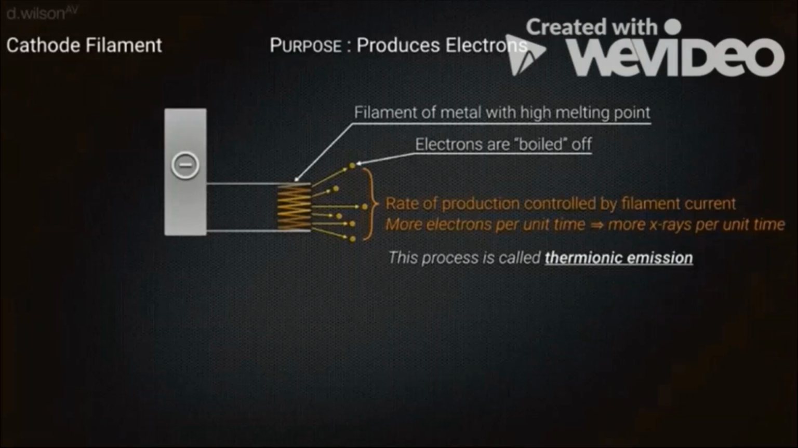This cathode filament's main purpose is to produce electrons. It is a filament of metal with a high melting point that is negatively charged, so electrons accumulate on it. When the filament is heated, electrons are boiled off. This process is called thermionic emission. More electrons per unit time means more X-rays per unit time.